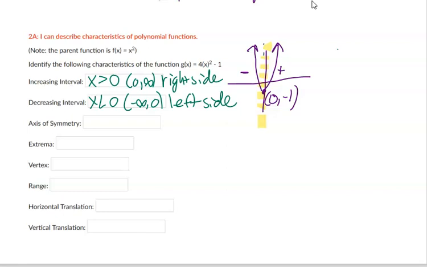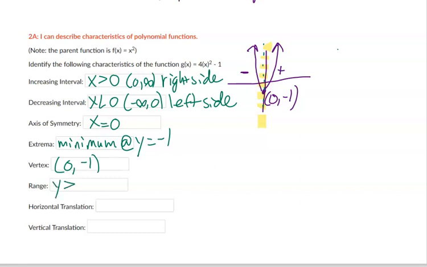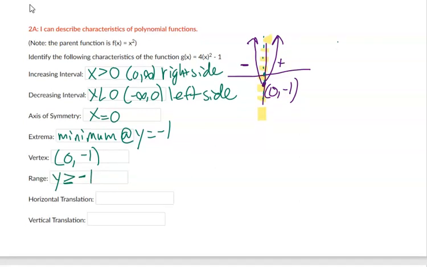Axis of symmetry is that line that goes through the vertex, x equals 0. The extrema is a minimum at y equals negative 1. The vertex is those two numbers put together, 0, negative 1. The range is opening upward, so y is going to be greater than or equal to negative 1. Horizontal translation from the origin to this one, it doesn't go left or right, but it does go down. It goes down 1.